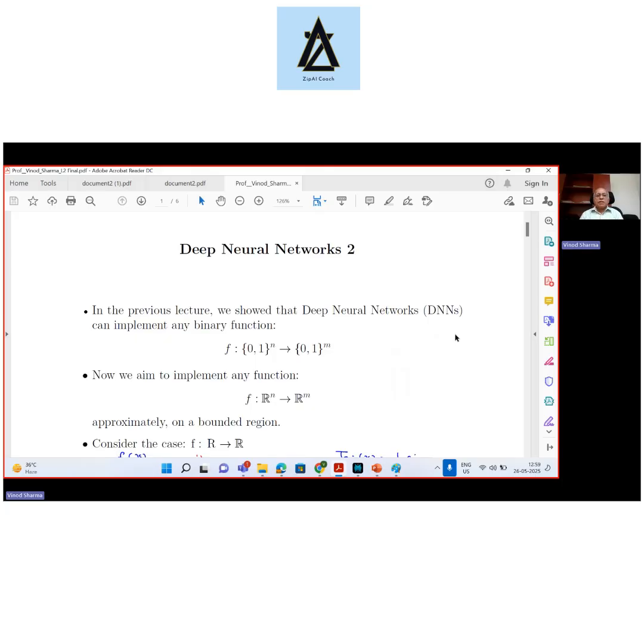So now we are starting our second lecture on deep neural networks. In the previous lecture, we showed that deep neural networks can implement any binary function, f: {0,1}^n to {0,1}^m. But we also mentioned that deep neural networks are universal approximators, which means that they can implement approximately any function f from R^n to R^m if you want to approximate over a bounded region. So today, first we'll show that this indeed can be done by neural networks, and then we'll continue our study of the neural networks further.